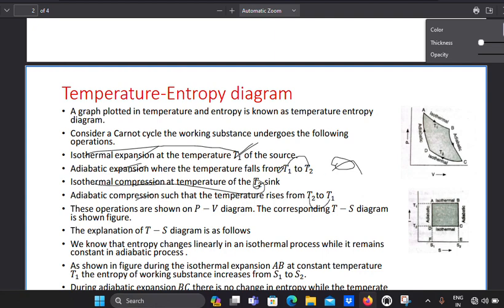Why? Because it is the higher temperature. Here high to low, here low to high. So these things you must keep in mind while drawing the TS diagram by using the PV diagram. Okay, friends. Now, these operations are shown on the PV diagram. The corresponding TS diagram is also shown in the figure. So it is a PV diagram, and it is a TS diagram.